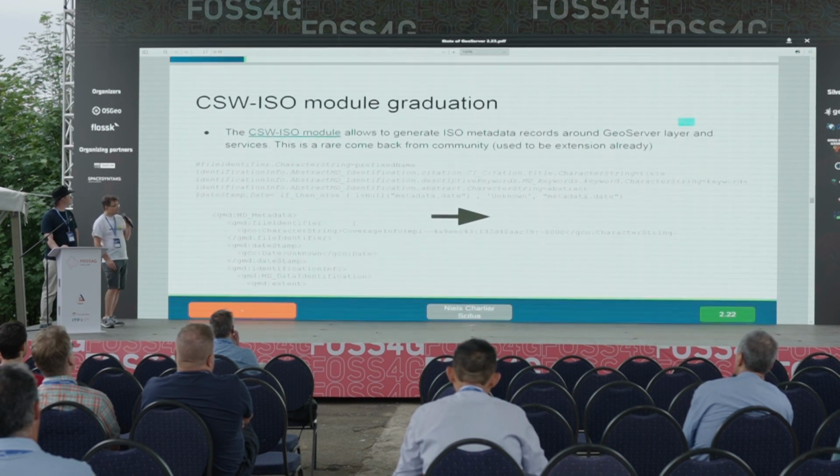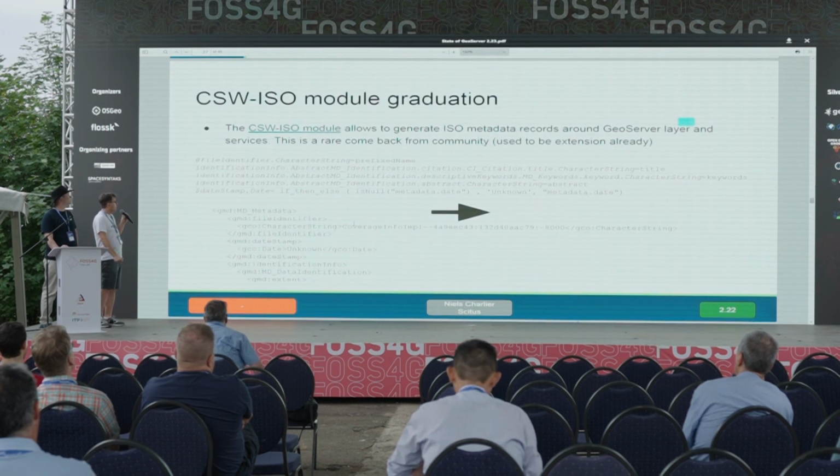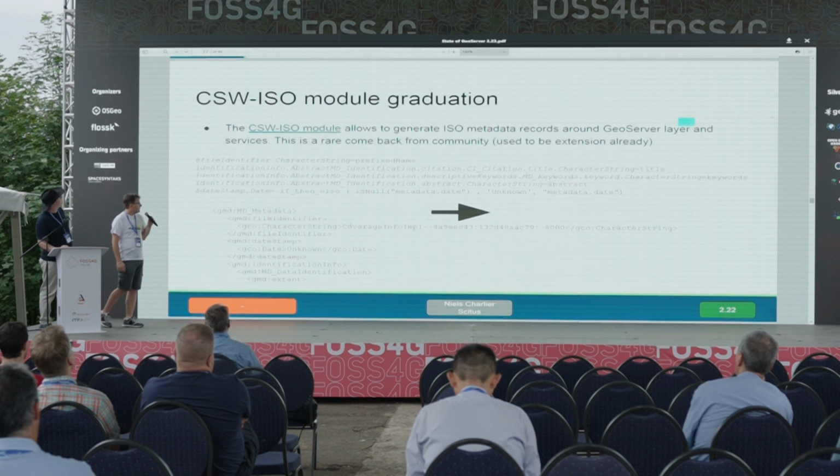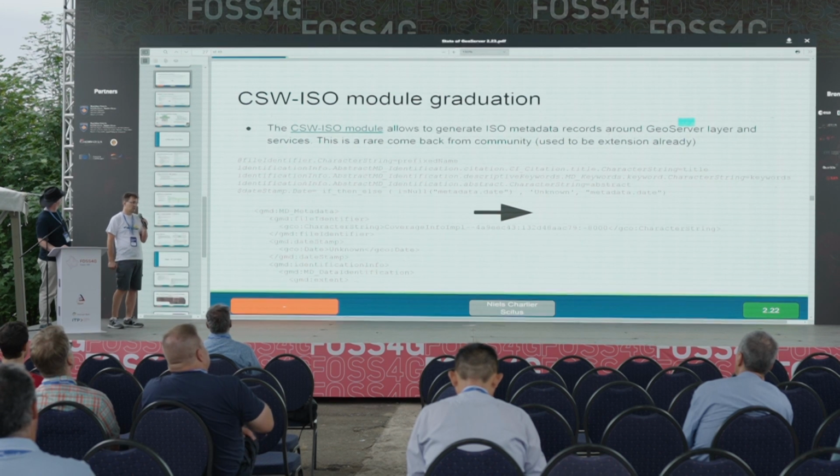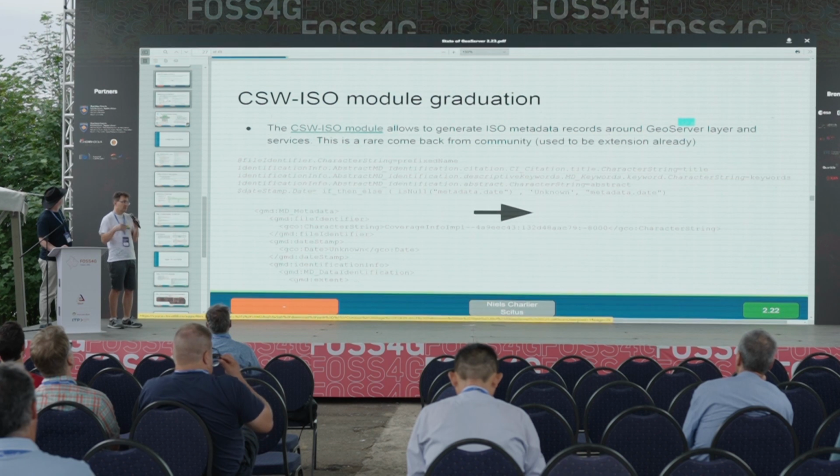Services. Okay, the CSW module ISO graduated. It's a module that allows you to generate ISO records out of the CSW plugin of GeoServer. You have a template that you can fill in to customize your output.